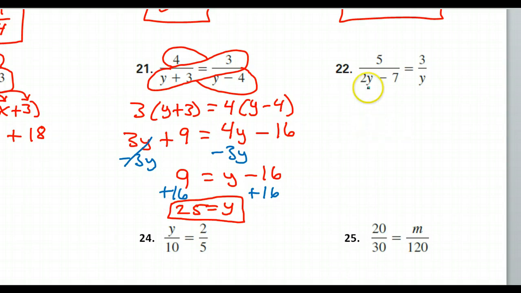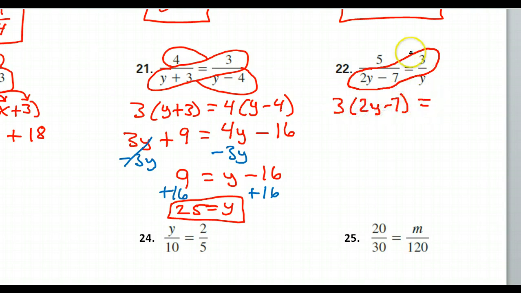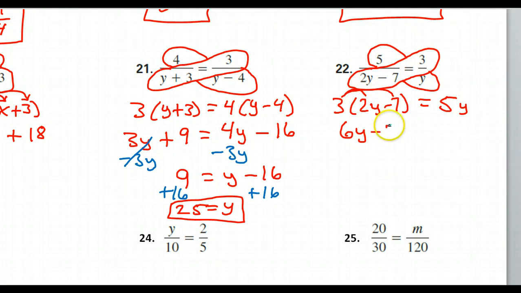Okay? Alright, let's take a look at number 22. So if I do this diagonal, that's going to be 3 times 2y minus 7. If I do this diagonal, that's going to give me 5y. If I do the distributive property, that's going to give me 6y minus 21 is equal to 5y.